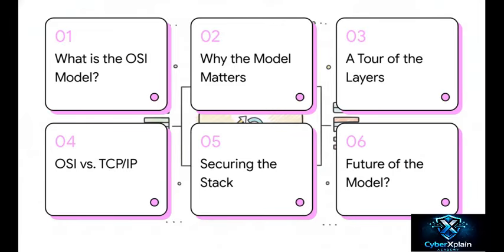All right, so here's our game plan for today. We're going to start with the absolute basics. What is the OSI model? And more importantly, why should you even care? Then we'll take a tour through all 7 of its layers. After that, we'll see how it compares to the model the internet actually runs on, TCP/IP. And then we'll get into something super important, how it's used in cybersecurity. We'll wrap things up by asking a big question. Is this old framework still useful for the future?